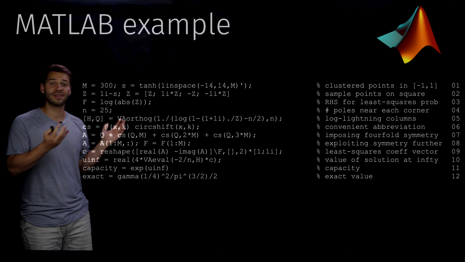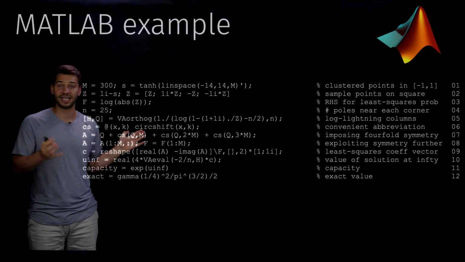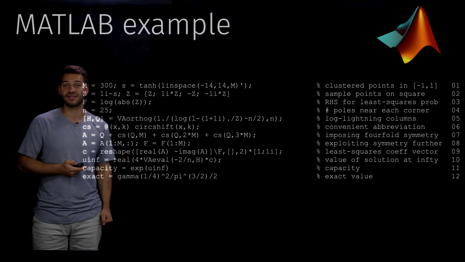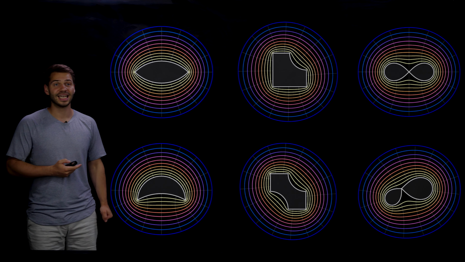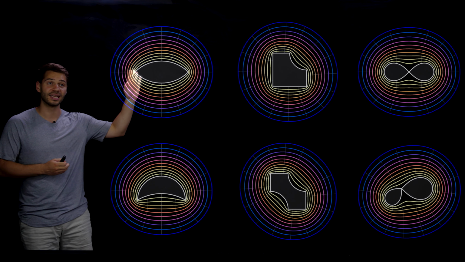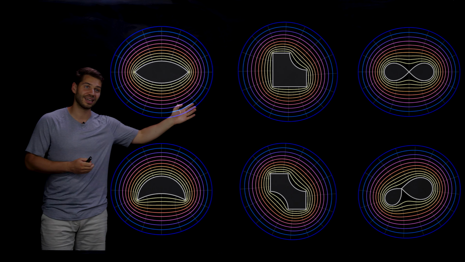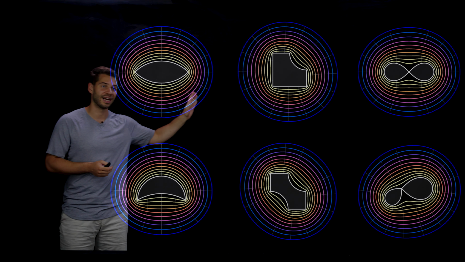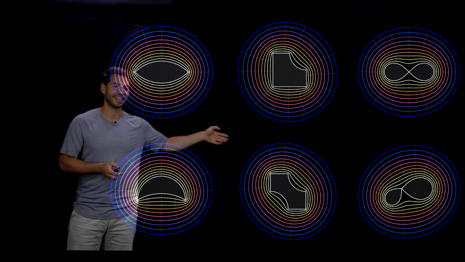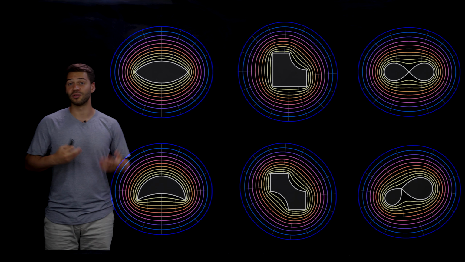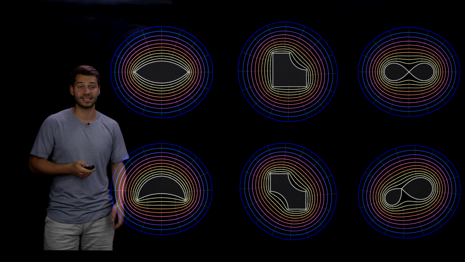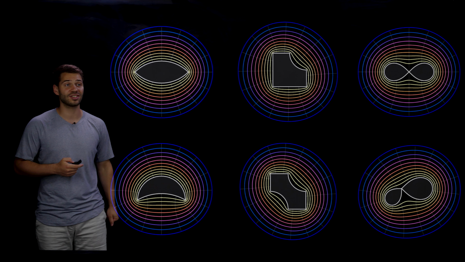So you can see just how simple and elegant these codes can be to solve a relatively complicated problem in just 10 to 12 lines of code. Here are a few other examples for simply connected sets. So this is a lens, a square with a quarter of a circle cut out, a lemniscate, a loon, a square with two circles cut out, and then a kind of broken lemniscate. And in all these cases, we got the capacity to, I think, at least 10 significant figures in just a fraction of a second.